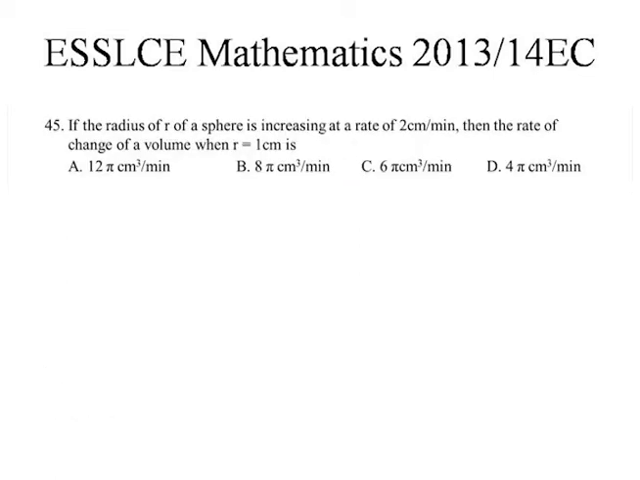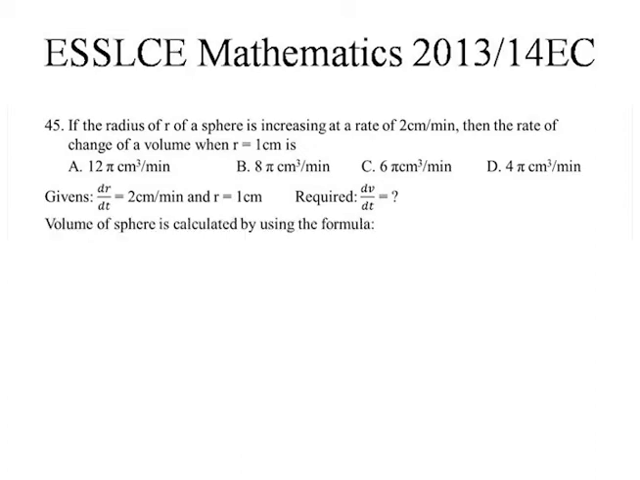Question number 45. If the radius R of a sphere is increasing at a rate of 2 cm per minute, then the rate of change of volume when R is equal to 1 cm is. Let's first identify the givens. The givens are dr by dt is equal to 2 cm per minute and the radius is equal to 1 cm. What's required is the rate of change in volume. Rate of change means derivative with respect to time, so we are required to calculate dv by dt.